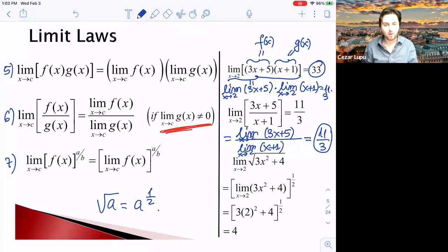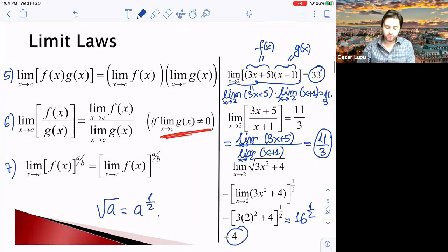Let me remind you this from college algebra. The limit as x approaches 2 of the square root of 3x squared plus 4 is nothing else than the limit as x approaches 2 of 3x squared plus 4, everything raised to the power 1/2. Then you just plug in x equals 2 and do the computations. This gives the square root of 16, or 16 to the power 1/2, which is 4, and that's the result. I think you got the main idea of what happens with this limit.